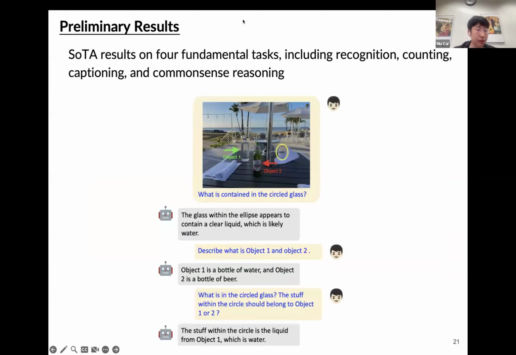And here is a more interesting example: what if we have a composition of visual prompts, like a red arrow, a green arrow, red text, green text, and a yellow circle? This is a really complex situation, and very challenging. Actually, this image is copied from the original GPT-4V technical report from Microsoft. I directly took a screenshot and fed it into my system, and the model can do a decent job, first doing perception on which visual marker corresponds to which, and then doing specific reasoning. The question can be, what's in the circle image? The stuff within the circle should belong to object one or two, and our model can successfully respond that the stuff within the circle is liquid from object one, which is water.